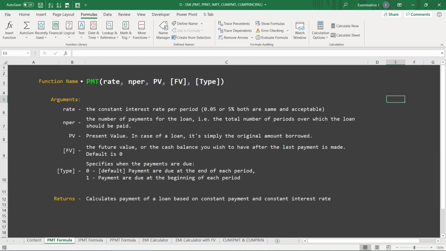And as I said, the PMT function returns the amount of payment that you are going to pay as an EMI each month.